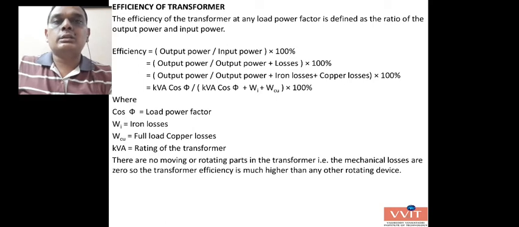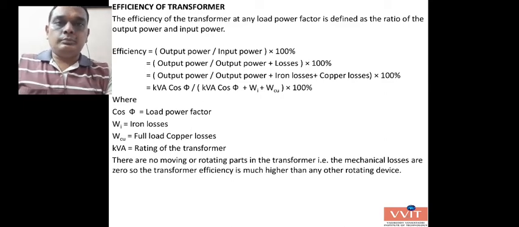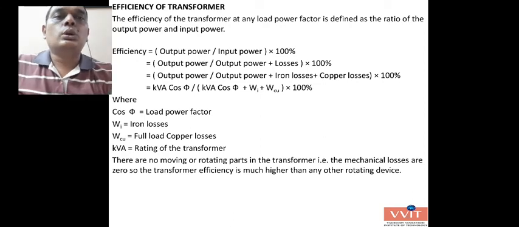We already discussed that the angle between V and I is called the power factor, or R by Z. We can also write it as P by S. Wi is the iron losses, Wc is the copper losses, and kVA is the rating of your transformer.